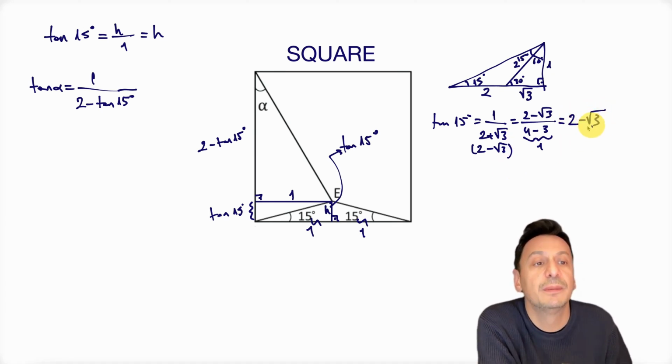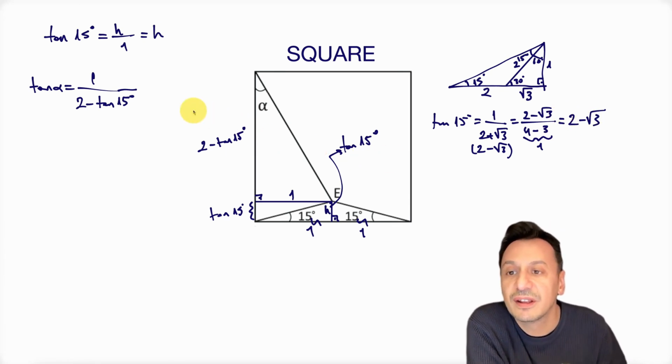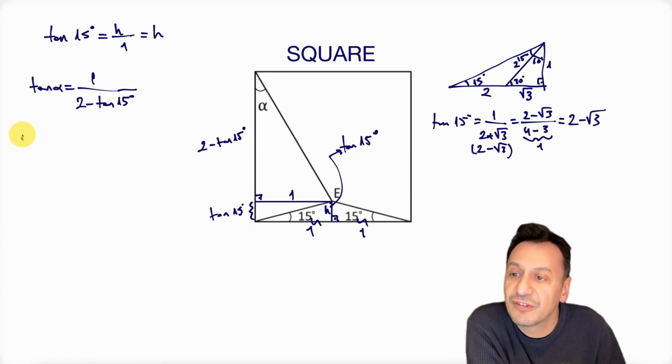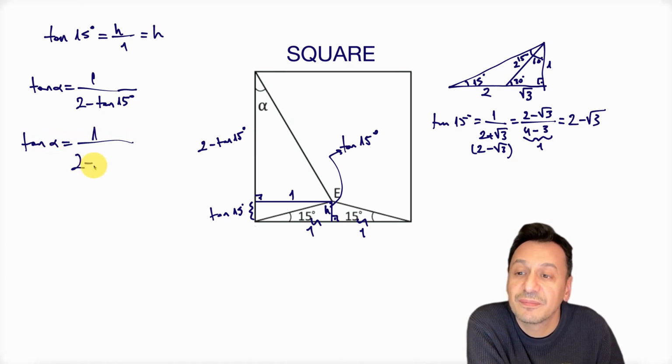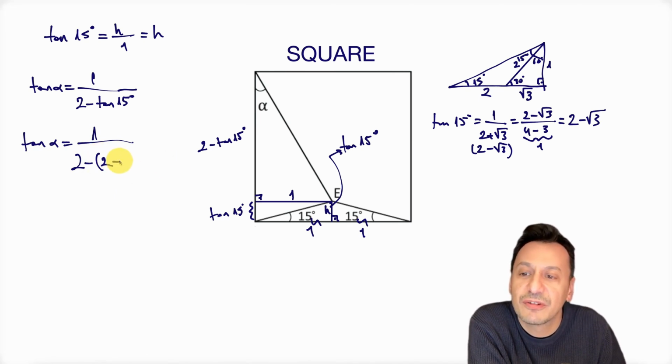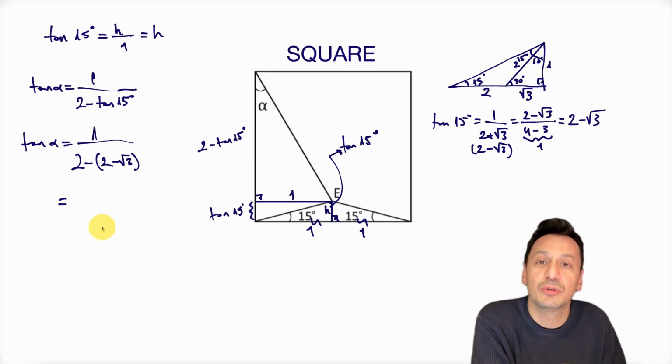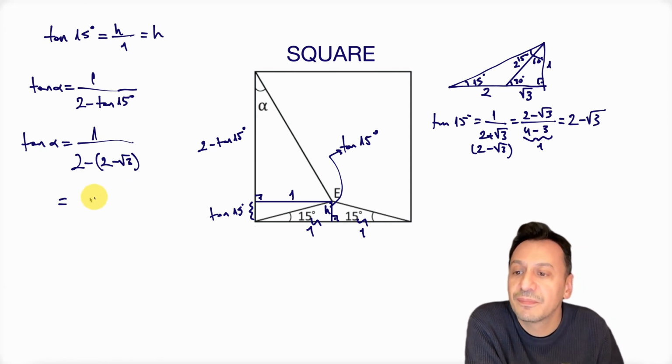Tangent 15 is 2 minus root 3. Now let me take the value I found here and substitute it in place of tangent 15 here. Tangent alpha equals 1 over 2 minus. A common mistake students make is not writing this in parentheses. But we need to write it in parentheses, because the minus here will affect the minus there. Sometimes even very good students can make this mistake. If you subtract 2 from 2, nothing is left. And then minus minus becomes plus, so it's plus root 3. So in short, this part became root 3.